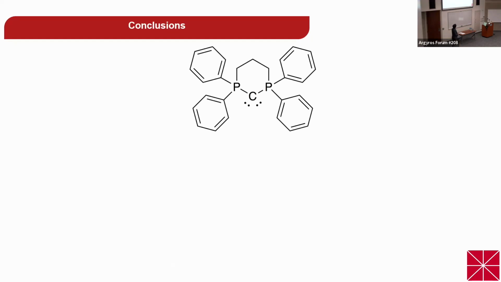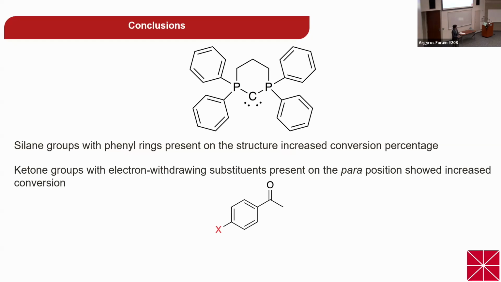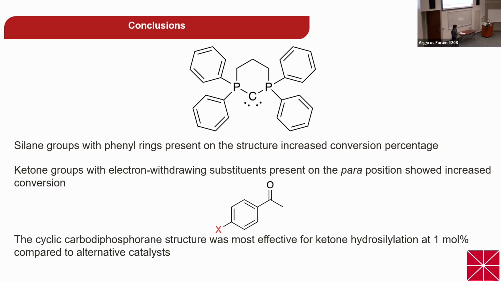In conclusion, cyclic carbodiphosphorane was found to be effective in ketone hydrosilation with silane groups that had phenyl rings present on the silane, increasing the overall conversion percentage, likely due to inductive effects caused by the phenyl rings. Ketone groups with electron withdrawing substituents present in the para position showed overall increased conversion percentage as well. And our cyclic carbodiphosphorane catalyst was most effective in ketone hydrosilation at 1% when compared to alternative catalysts. It was also shown to be effective at higher mole percentages.